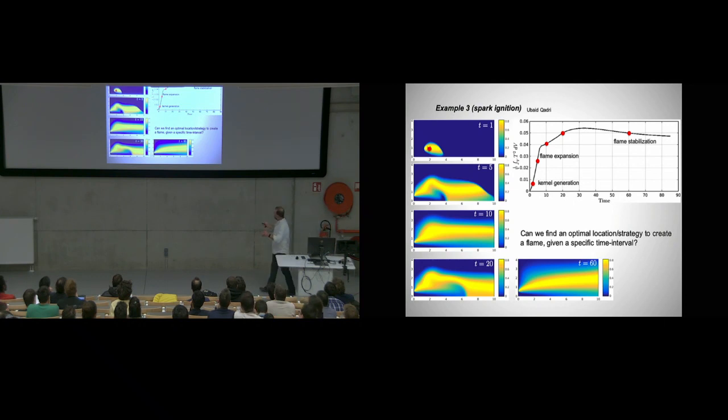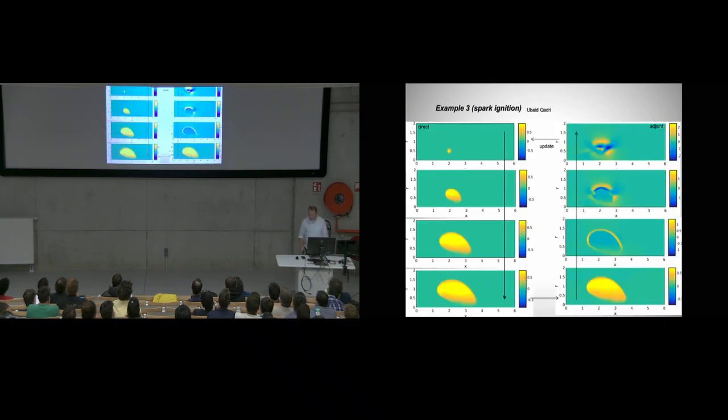So the question is, where should we put that sparker so that we can get to a fully established flame as quickly as possible? So our cost objective is the integral over a specific time. If we integrate that curve here, we want to have as big an area as possible underneath it.